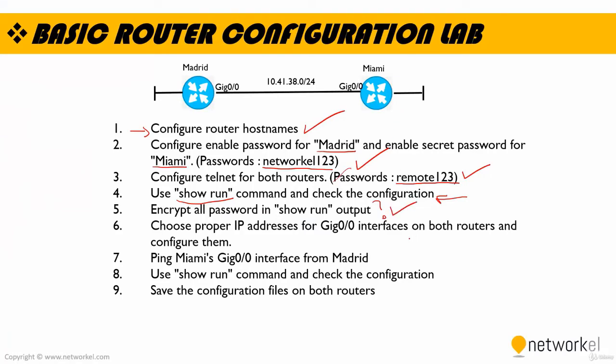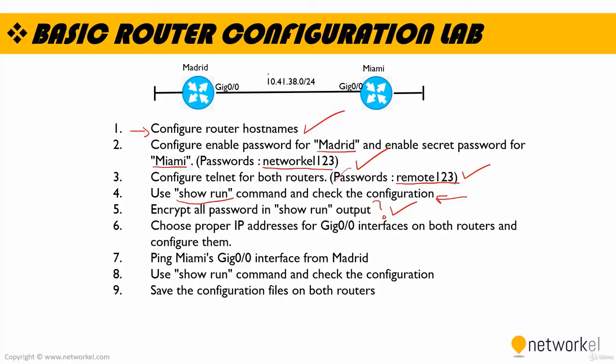We have done this too. Now in the 6th step, choose proper IP addresses for Gig00 interfaces on both routers and configure them. And let's first choose proper IP addresses for the interfaces.